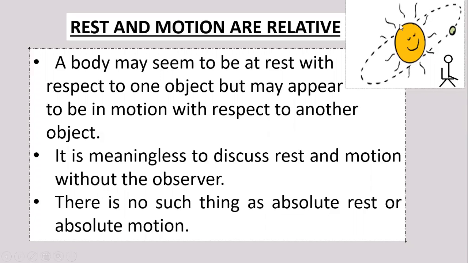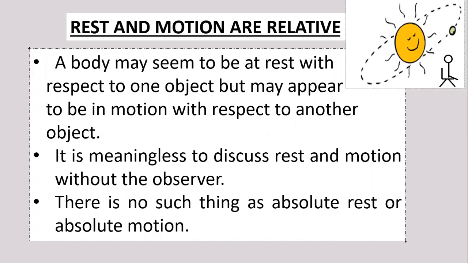object Earth, but with respect to the Sun, you are in motion. Why? Because Earth revolves around the Sun, and since you are living on it, you are also revolving around the Sun. So the Sun sees you in motion.